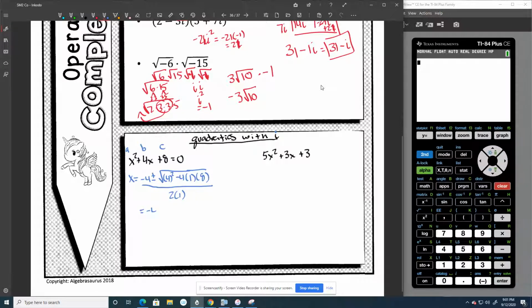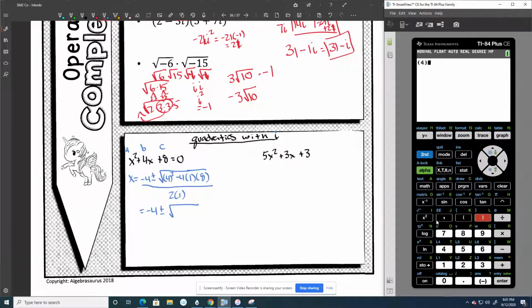Negative 4 plus or minus square root. Let's plug this part in the calculator. So 4 squared minus 4 times 1 times 8 is going to give me a negative 16.